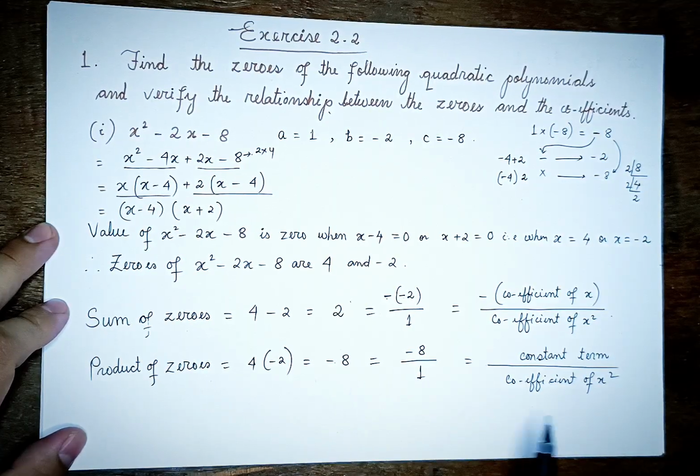So product of zeros is equal to constant term divided by coefficient of x square. So we verified it also. Here it finishes.